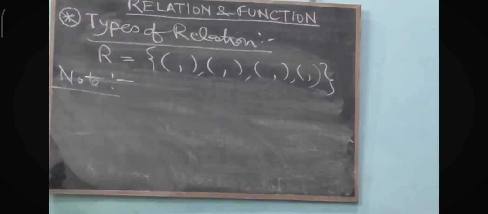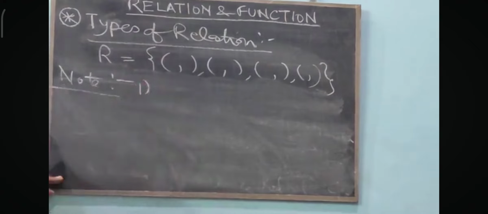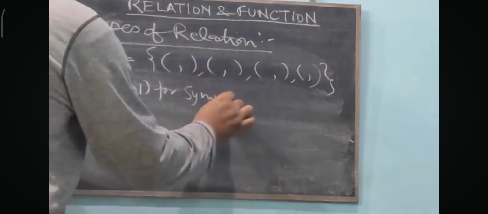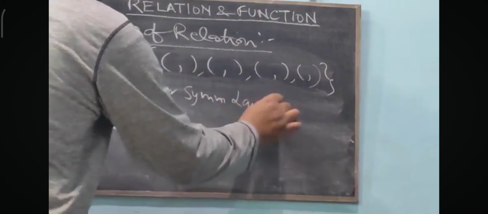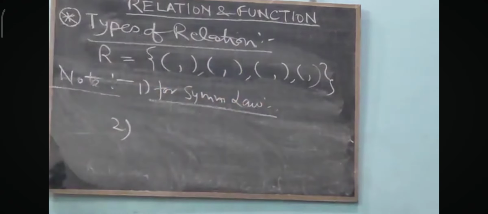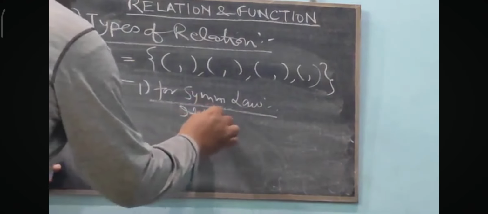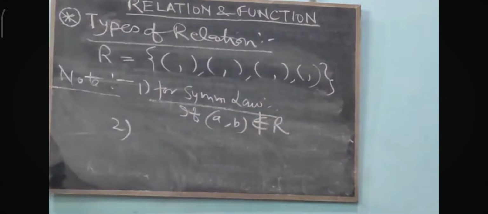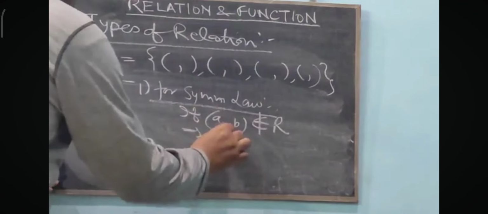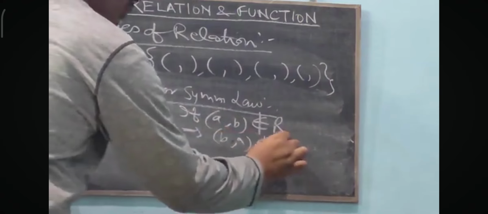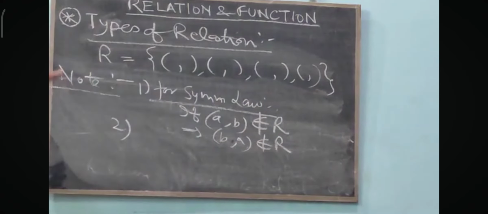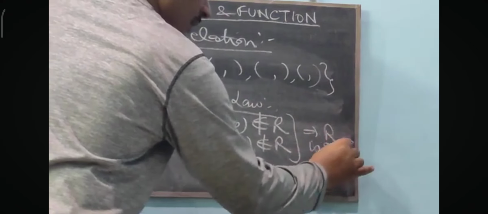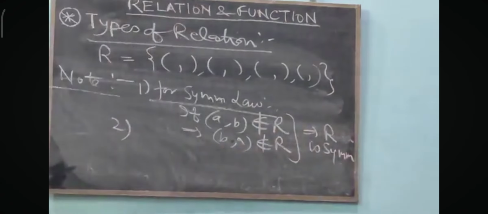See, what is that? It is about symmetric and transitive. For symmetric law, symmetric relation, what is that? If (A, B) does not belong to R, it's a special case. Obviously, (B, A) will also not be in R. In that case, remember, in that case implies R is symmetric. इस केस में R सिमेट्रिक रिलेशन होगा.